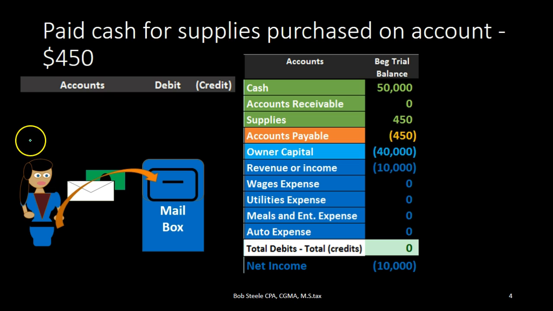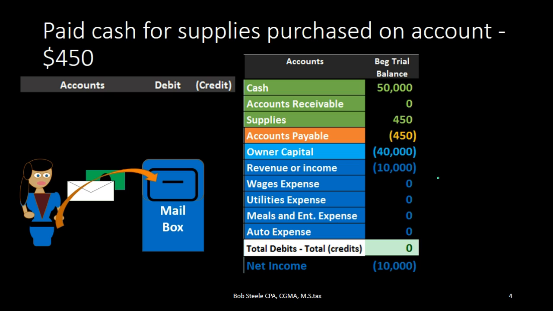We're going to record this journal entry over here on the left hand side and then post it to the trial balance on the right hand side, where we have assets in green, liabilities in orange, and the equity section in light blue, with the income statement part of the equity section in the darker blue, including revenue and expenses.